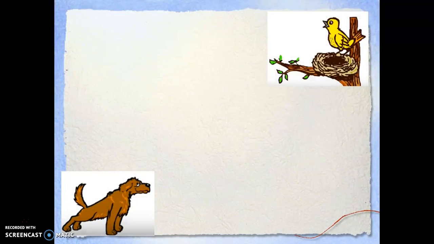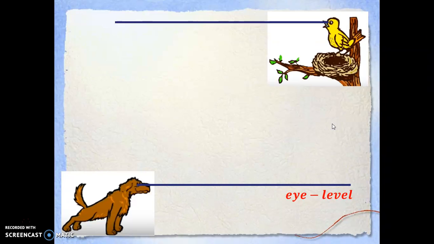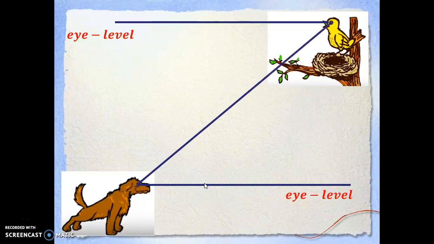Okay, let's review. Here is the eye level of the dog and also the eye level of the bird. They are both horizontal, isn't it? So can we say that they are parallel to each other? Yes, they are parallel to each other. How about their line of sight? Yes, they are just the same.